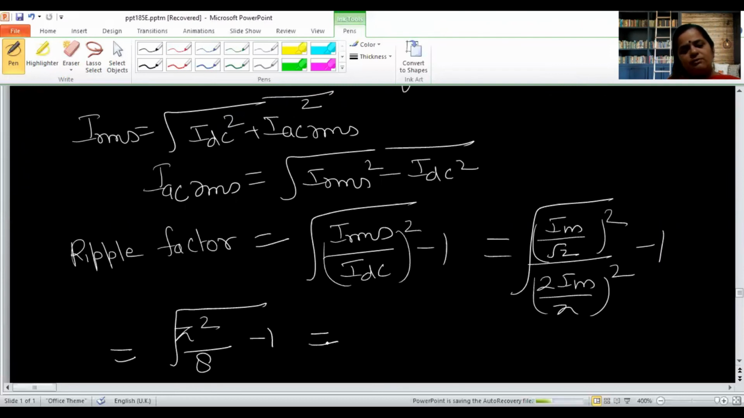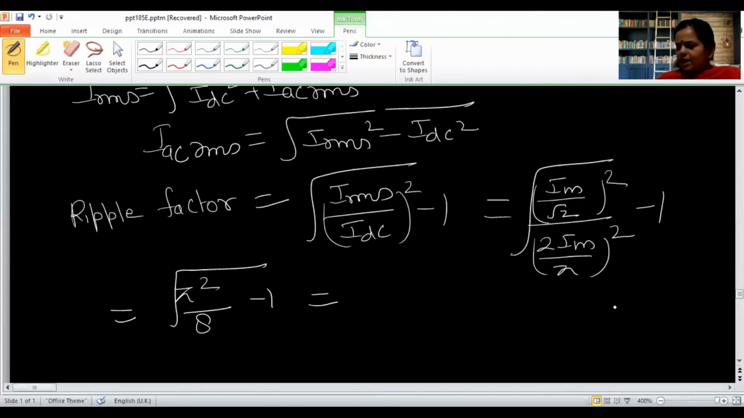So if you solve it, pi square by 8 minus 1 will be 0.23, and the square root of that, if we solve it, will come to 0.48. So that is the ripple factor.